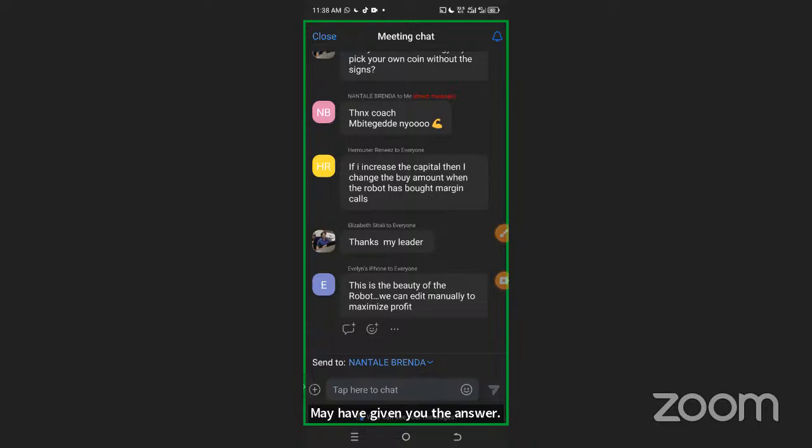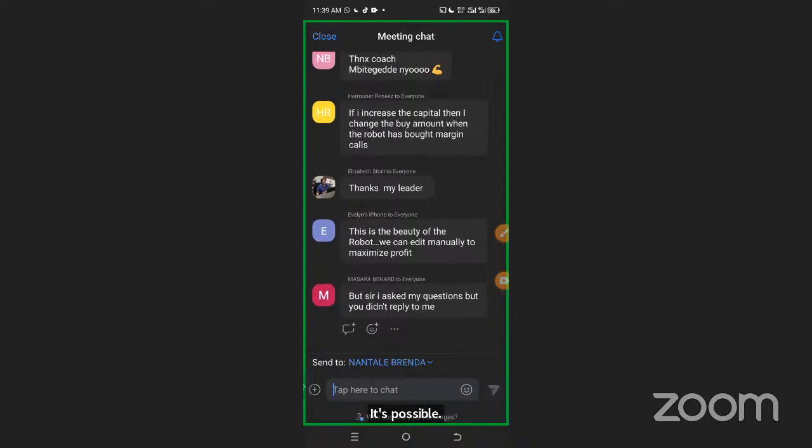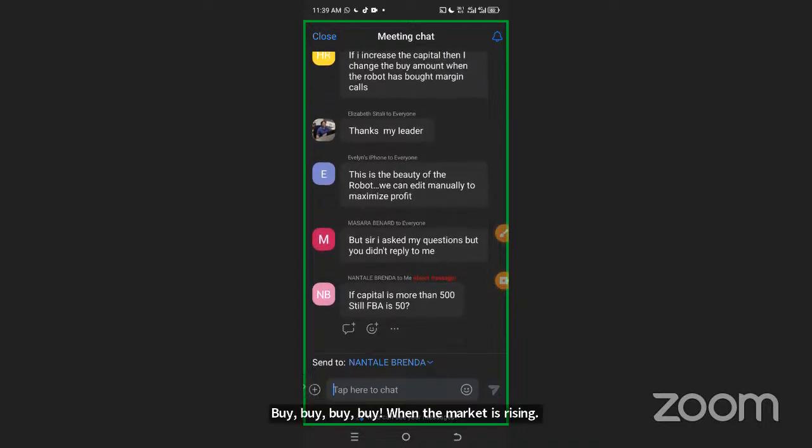This is the beauty of the robot. We can edit manually to maximize profit. Yes, it is possible. By the way, if you have capital, give it more capital when the market is dropping. Let it buy. When the market is rising, you are making money.